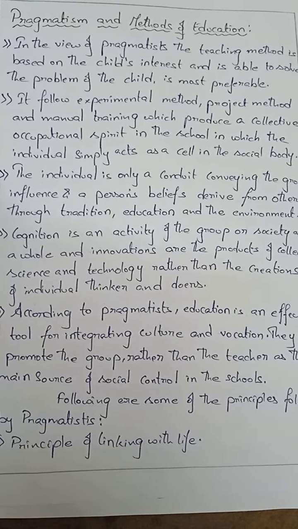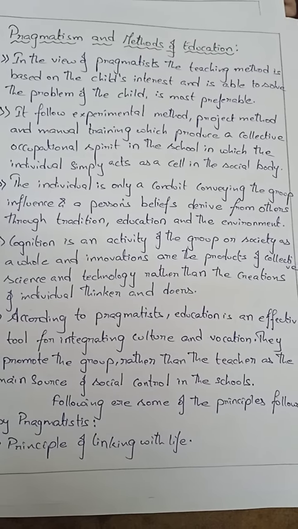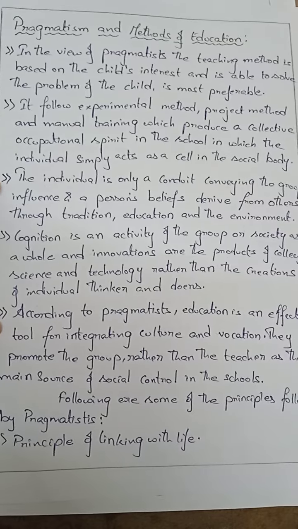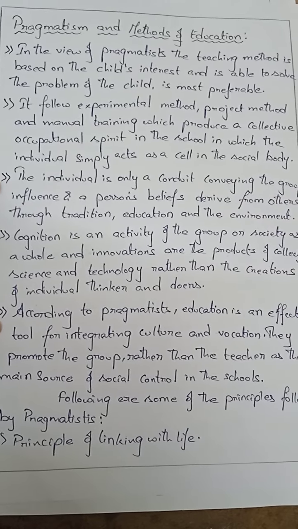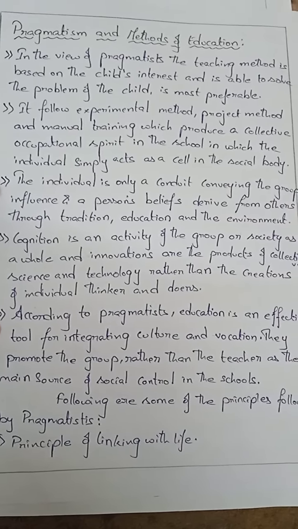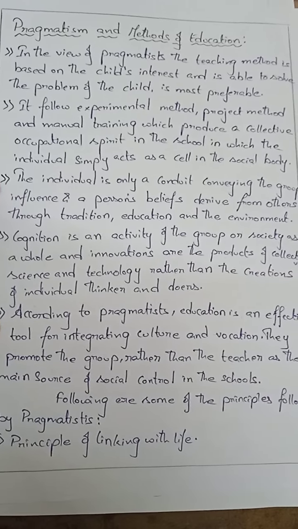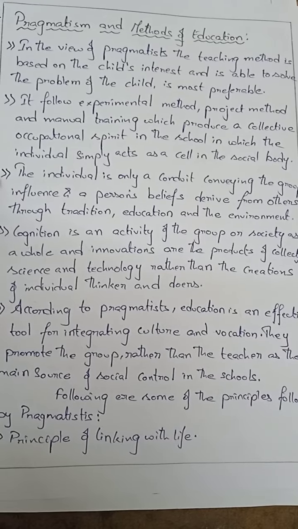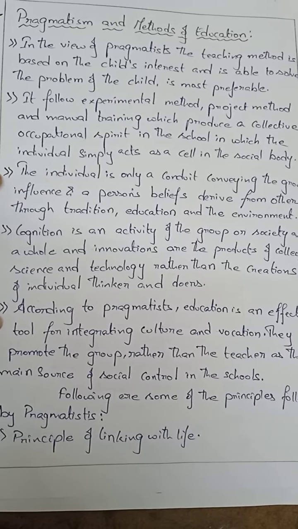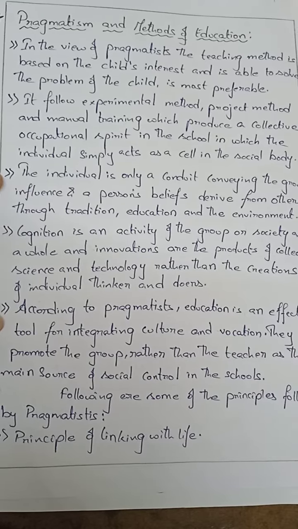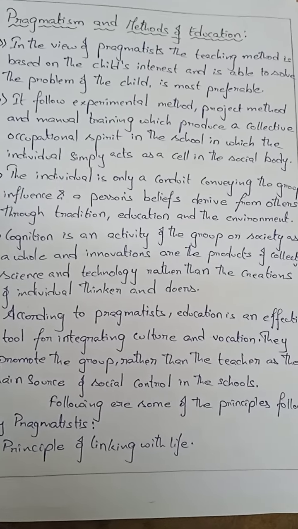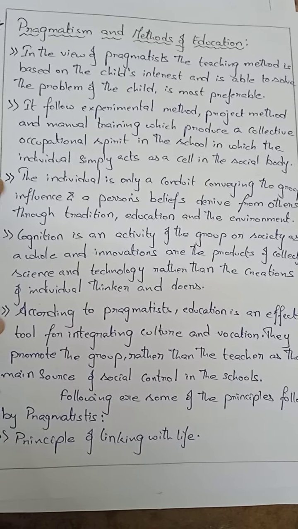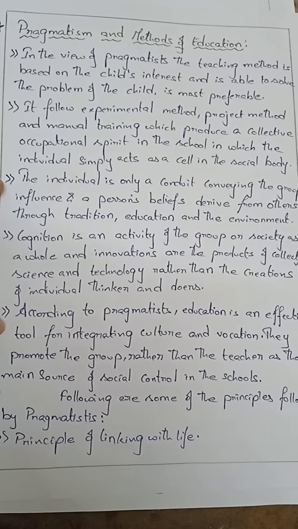The individual is only a conduit conveying the group influence, or a person whose beliefs are derived from others through tradition, education, and the environment. Cognition is an activity of the group or society as a whole, and innovations are the products of collective science and technology rather than the creation of individual thinkers and doers. According to the pragmatist, education is an effective tool for integrating culture and vocation. They promote the group rather than the teacher as the main source of social control in the school.